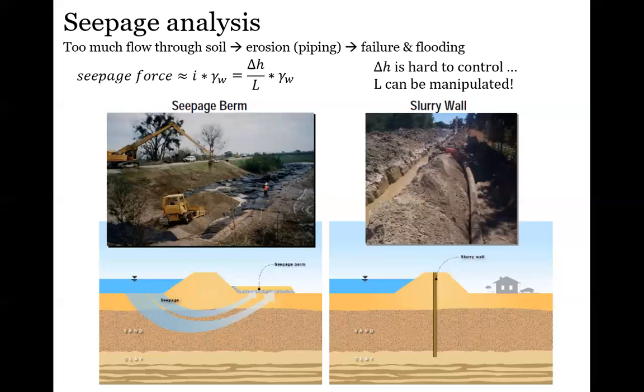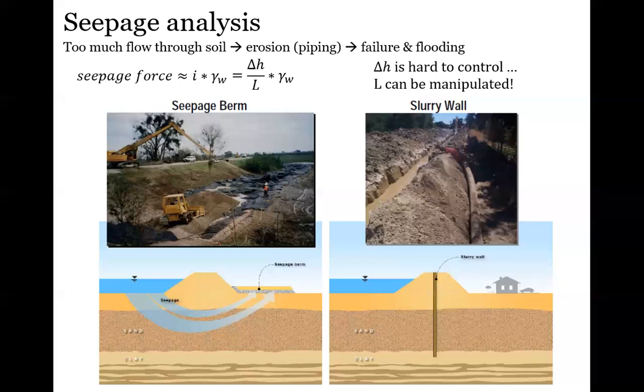It's hard to control the elevation of the lake or the groundwater table. But what we can control is this L. So if we increase the L, we are decreasing the hydraulic gradient, right? Because it's on the denominator, it's on the bottom side of the fraction. So if we increase this L and require this water to travel further to dissipate the same amount of energy, the same amount of delta H, then we will subsequently be slowing down and lowering the seepage force.